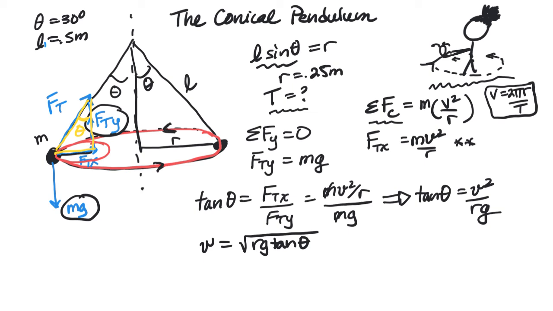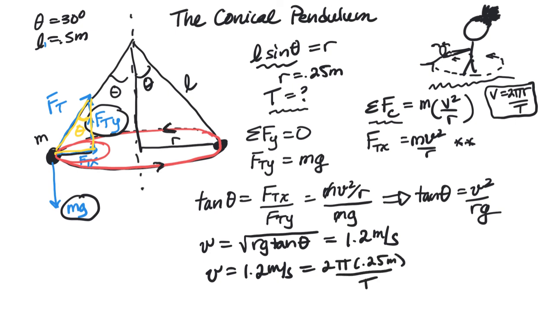If I come along now and plug in my numbers, for r and g and tan of theta, I get that my velocity is 1.2 meters per second. And now I'm just one step away from finding the period. Remember, the velocity, which is 1.2 meters per second, is just the circumference, 2 pi r, divided by the period. And so my period T is going to be 2 pi r divided by v. If I do my algebra, I get that my period is 1.3 seconds. That's it. So this pendulum will take 1.3 seconds to make one full swing.